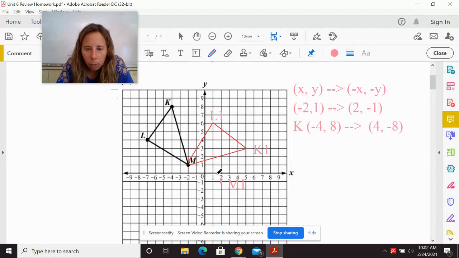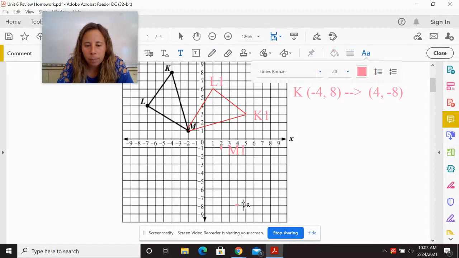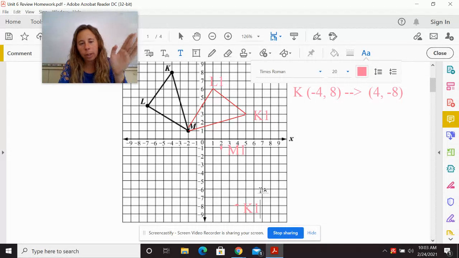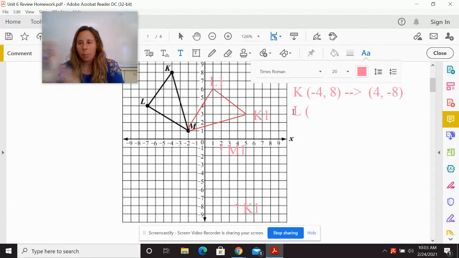All right, so that's my K. So 4, 1, 2, 3, 4, negative 8, 1, 2, 3. Oh, they're numbered. I can just go 4, negative 8, all the way down there. All right, so that would be my K prime. It doesn't matter what order you do the points. Okay, and then L is my last one. So go ahead, and if you have not, pause me and try and do L by yourself.